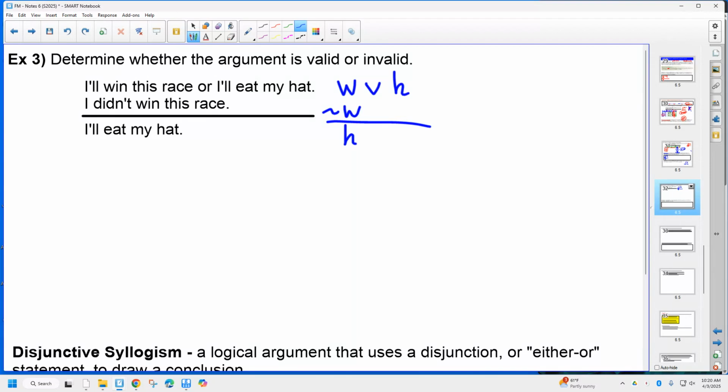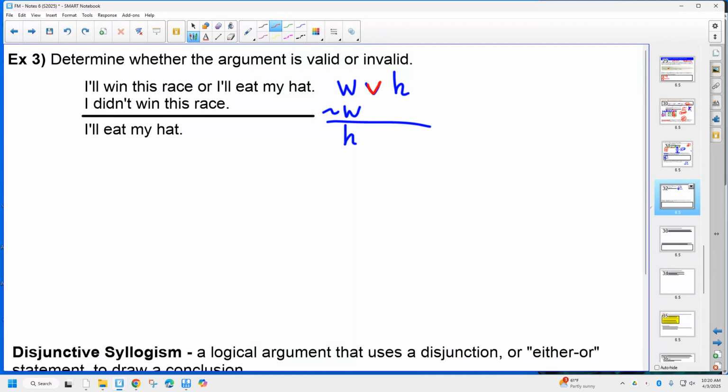Now, this one, let's think through this. When we write these, we've got two premises and then a conclusion underneath. And it's understood that the two premises are true. So the first one says W or H, and then the second one says not H. Well, think about the or.